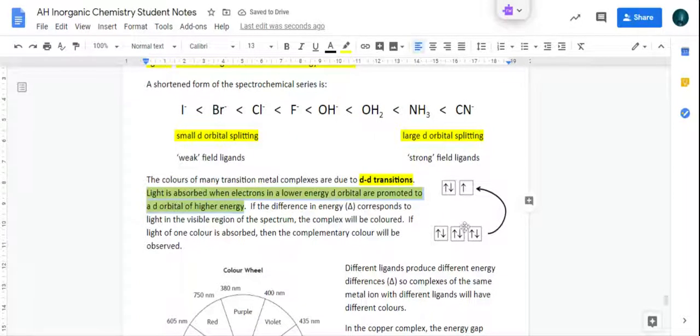Obviously, there needs to be electrons in the lower d orbitals for this to take place, and there needs to be space in the higher d orbitals for the electron to be promoted to. If the difference in energy, delta, corresponds to light in the visible region of the spectrum, then the complex will be coloured. And we can predict the colour.